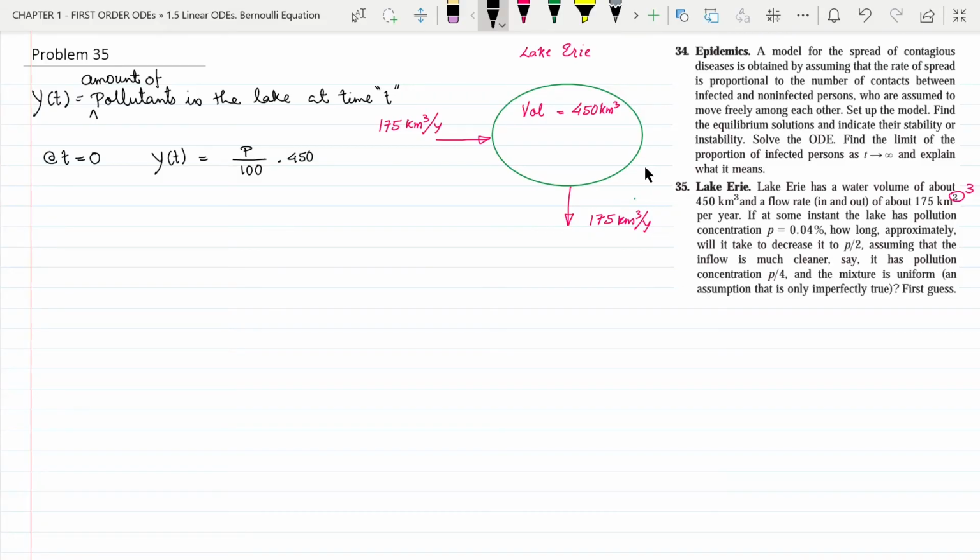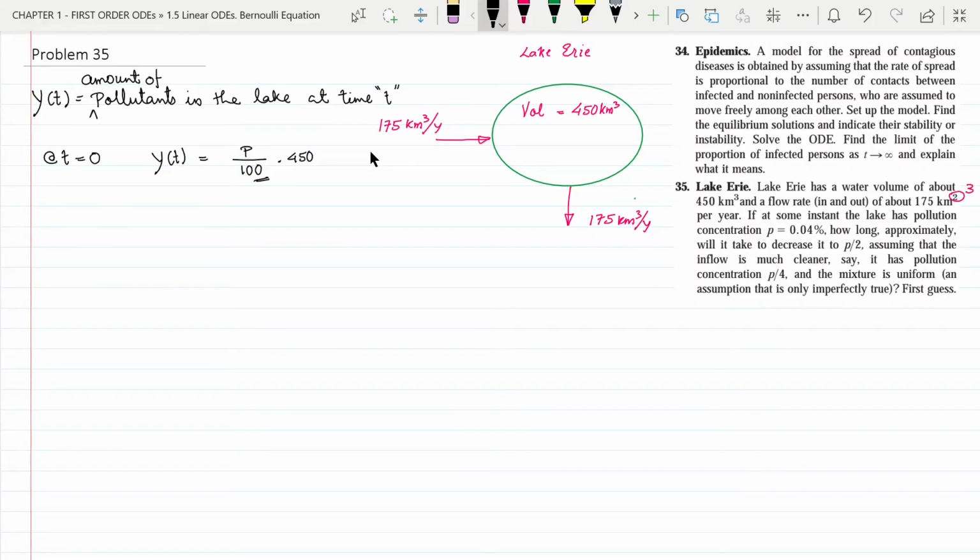Because P is given in percentage, that is why we have divided by 100 here. So, the pollution concentration in per unit value is P by 100, and multiplied to that, the volume of the lake gives us the amount of pollutants in the lake at any time t. So, Y of t equals P by 100 into 450.